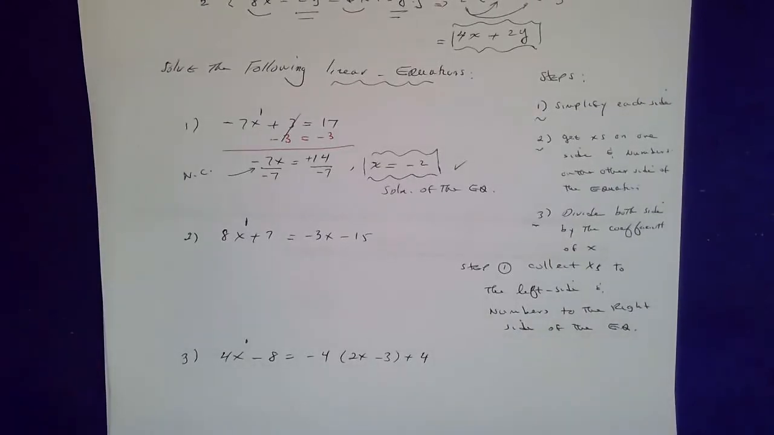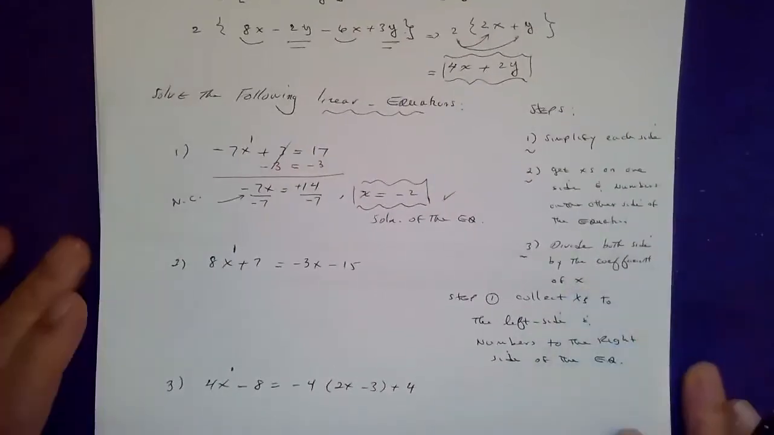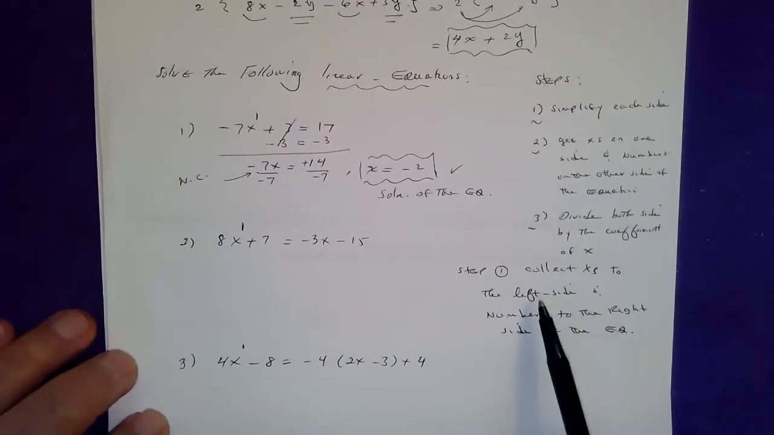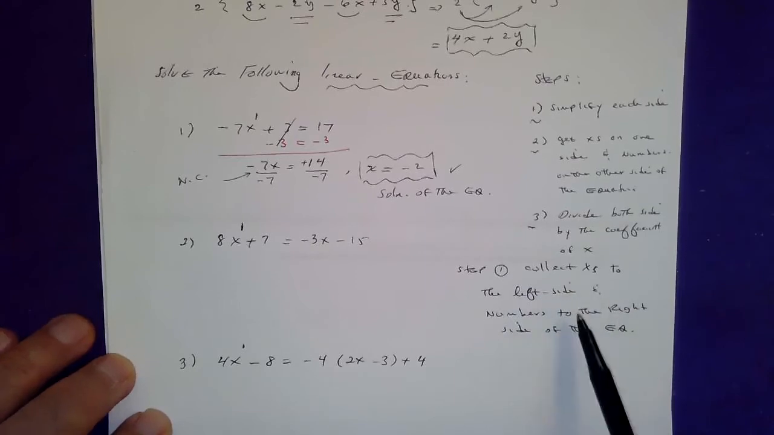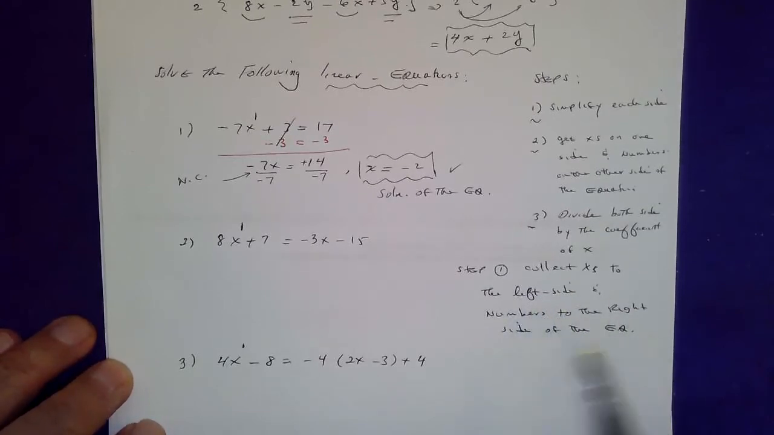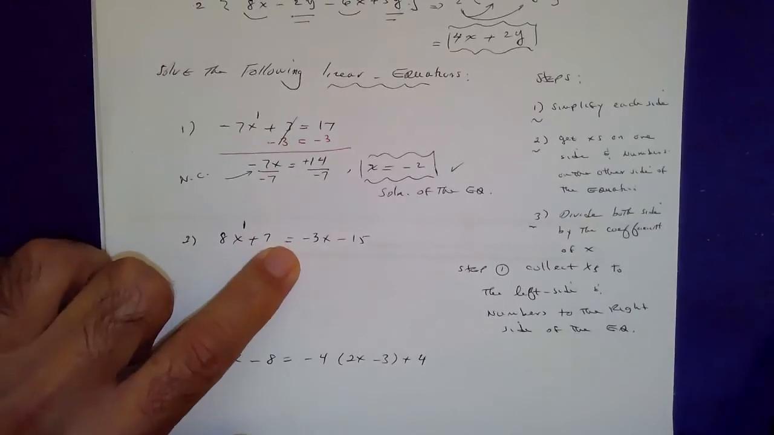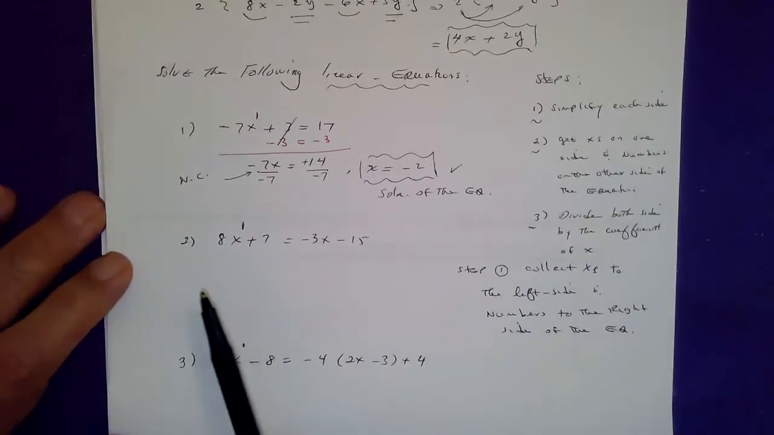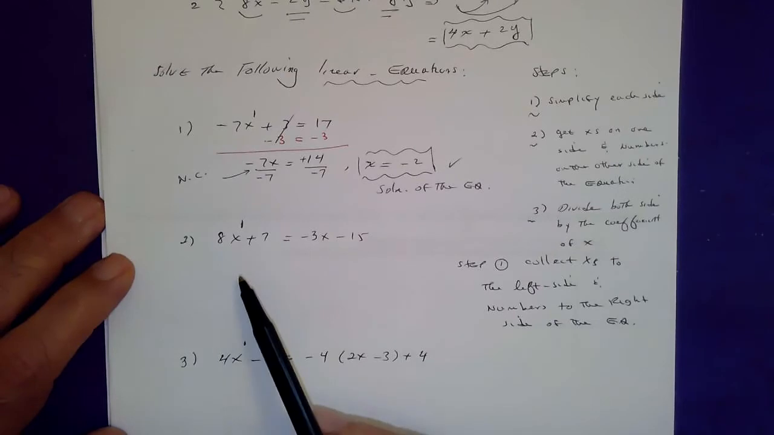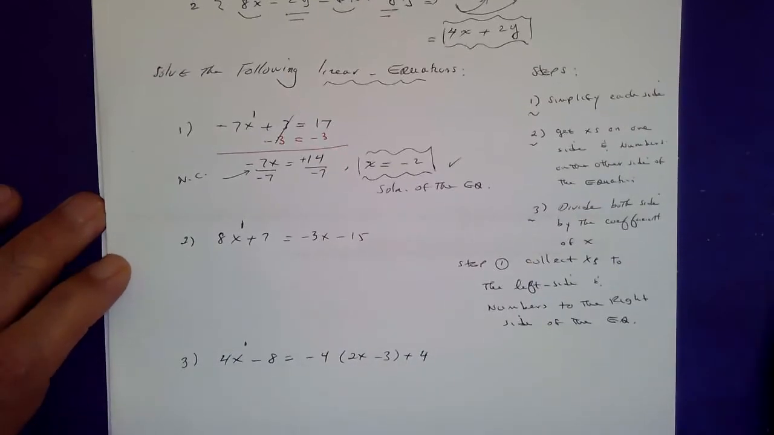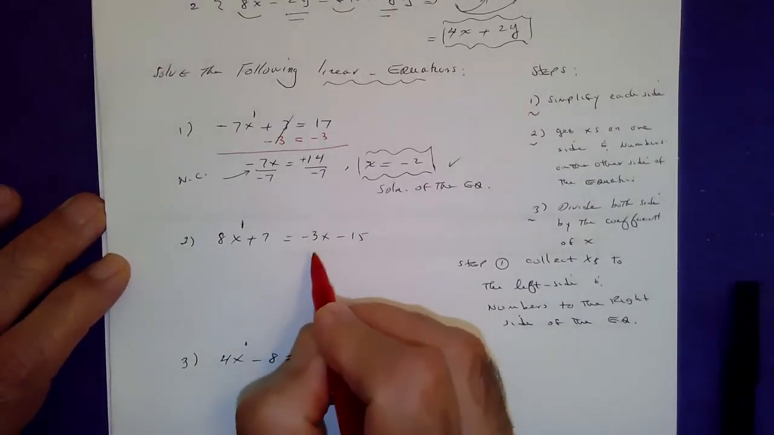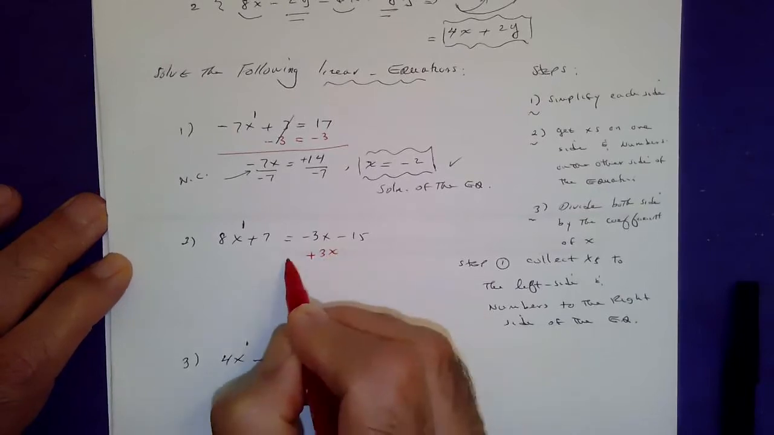Does it matter which side I collect the x's or the numbers? No, but it's traditional that we collect the x's to the left and numbers to the right, because of what's coming in later sections, when we deal with inequalities as opposed to equations, we read those from left to right. So it'd be nice to collect the x's to the left. Okay, so I'm going to get rid of negative 3x by adding 3x to both sides.